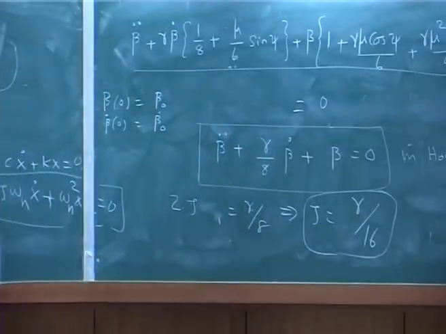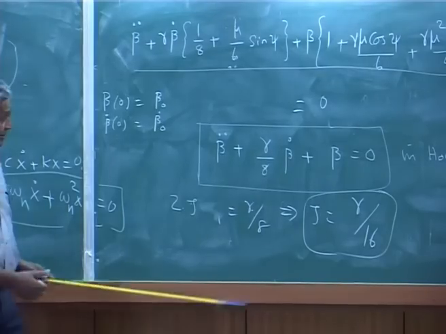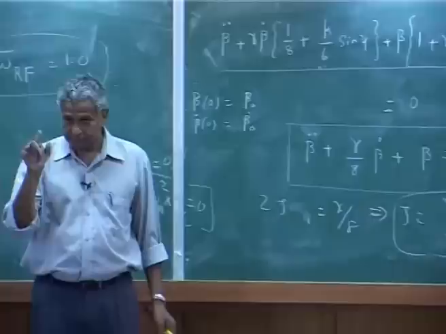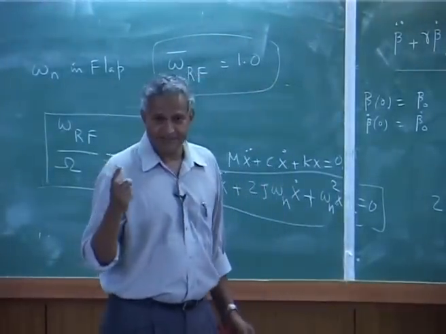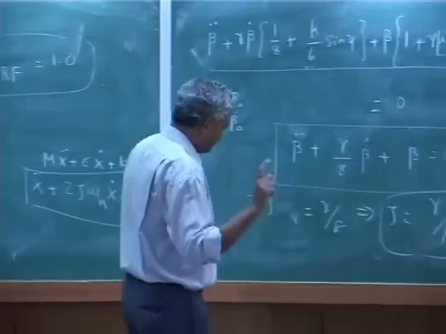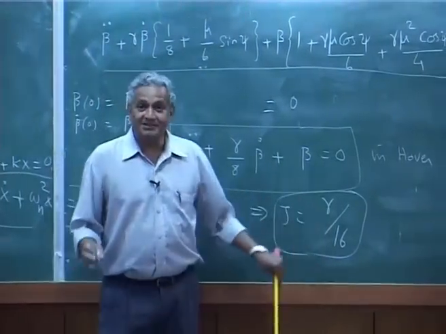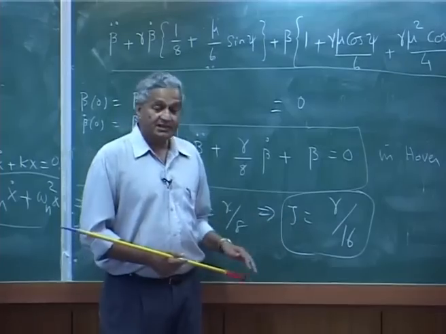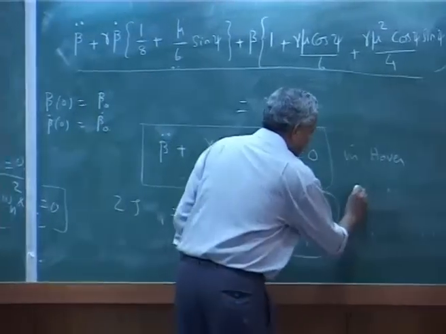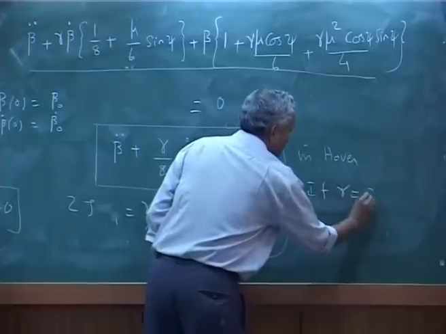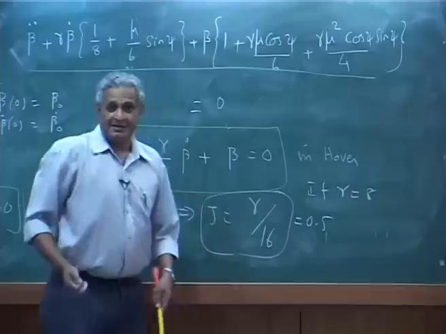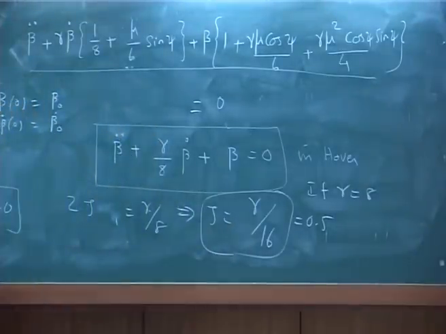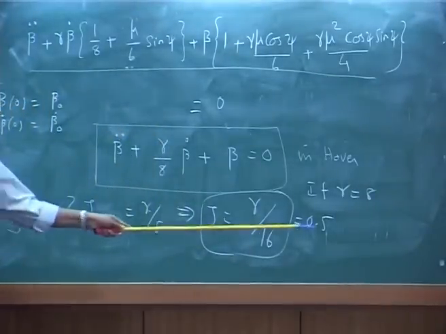What is zeta in the vibrating circuit? That is the damping ratio. If you have gamma of the order of 8, not 0.8, sorry, gamma is of the order of 8, then zeta is 0.5. If gamma equals 8, zeta is 0.5. This is the damping ratio, 0.5.